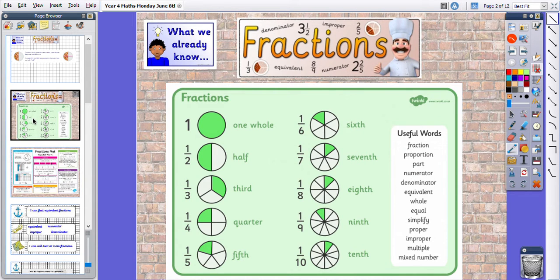Okay, here is our word mat, which you may use some of these useful words, and it's also nice to see the fractions pictorially, so you can see quite clearly that a tenth, for example, is smaller than a half, because you'd much rather have half a cake or half a pizza than you would a tenth, because a tenth is smaller.